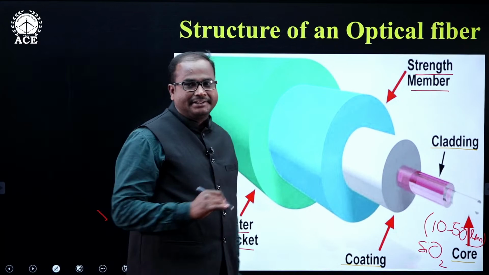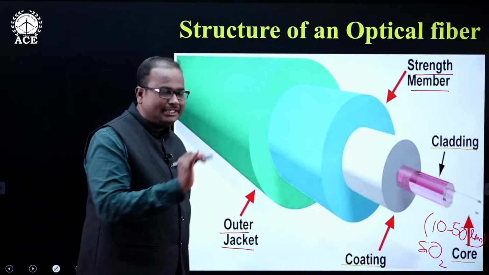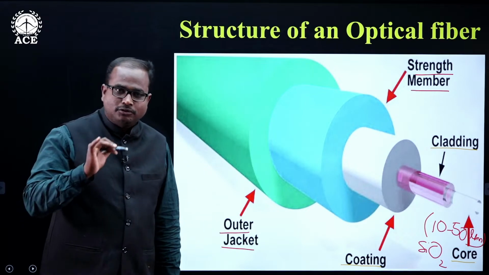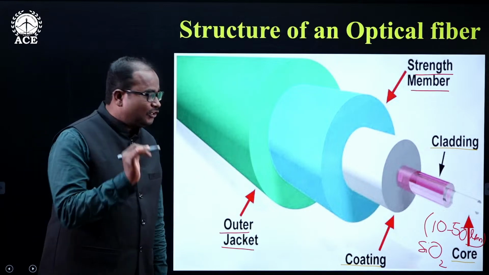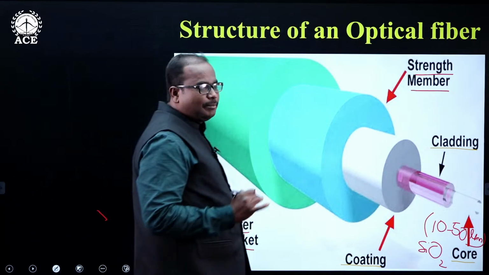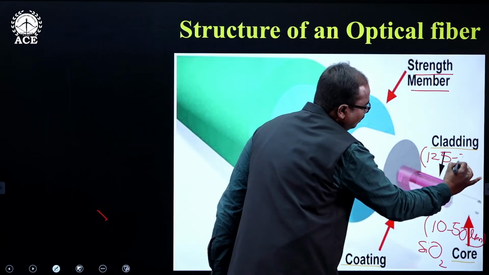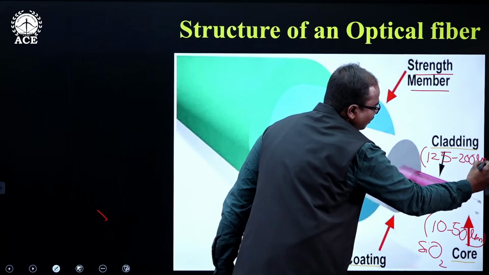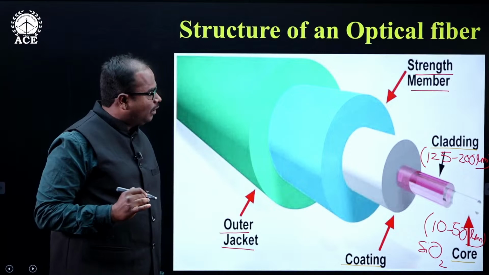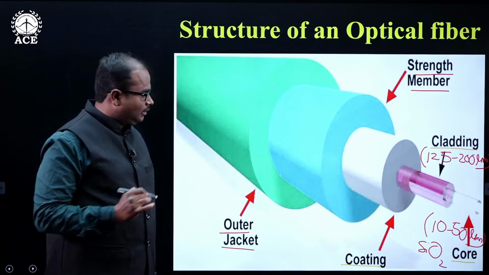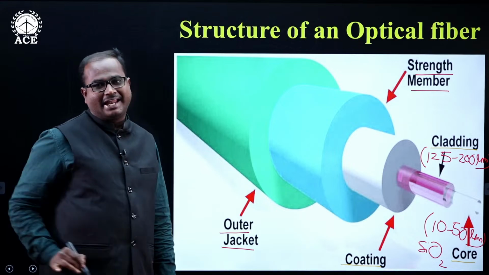And what about the cladding? The cladding is also made up of a special type of glass material, that is silicon dioxide only. Both core and cladding are made up of silicon dioxide. But what about the diameter of the cladding? The diameter of the cladding is around 125 to 200 micrometer. So core and cladding are made up of the same glass material.